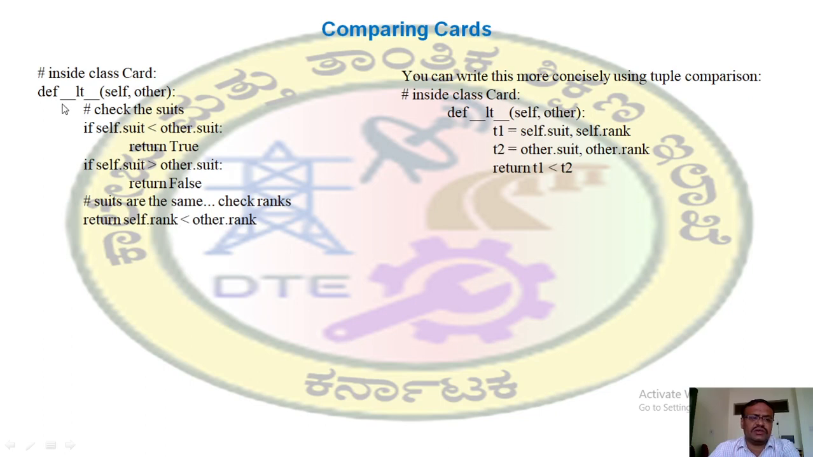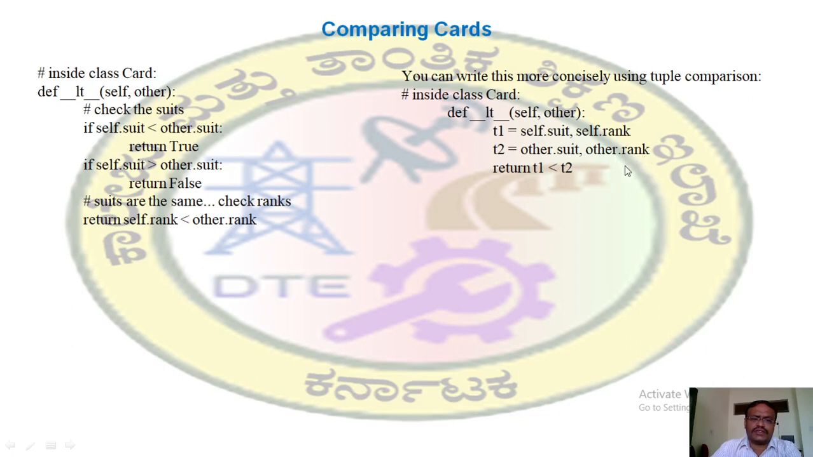So this lt basically returns a true value if the first object is strictly less than the other object, and if it is greater than the other object, it returns the false value. And you can also write a more concise definition here, that is t1 is equal to self dot suit and self dot rank, and t2 is other dot suit and other dot rank.